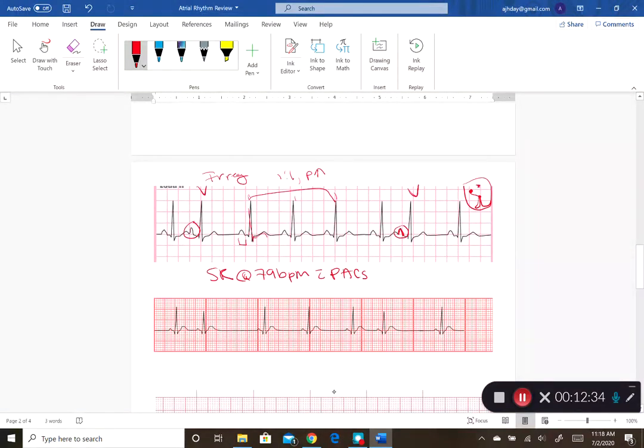All right, let's look down here. 1, 2, 3, 4, 5, 6. So this is a 6-second strip. It stops right there.